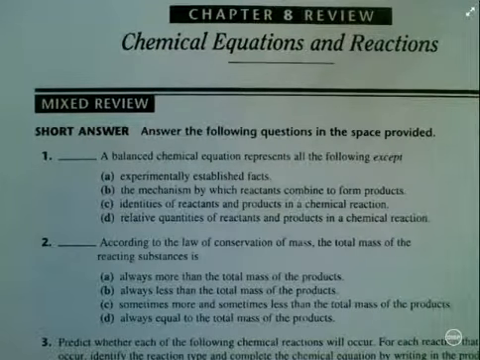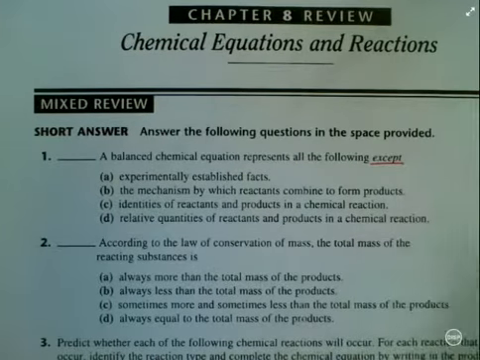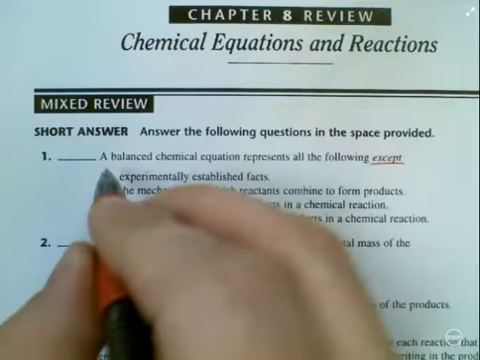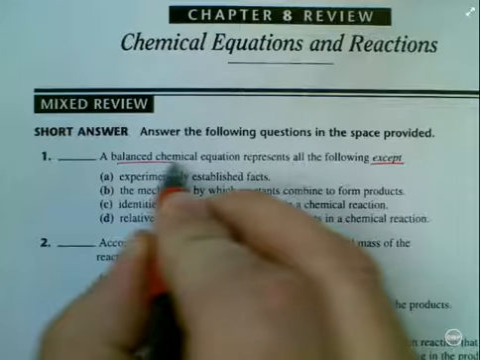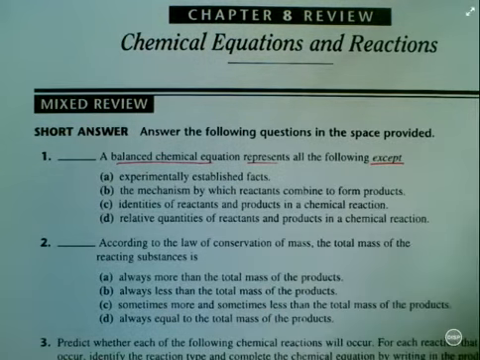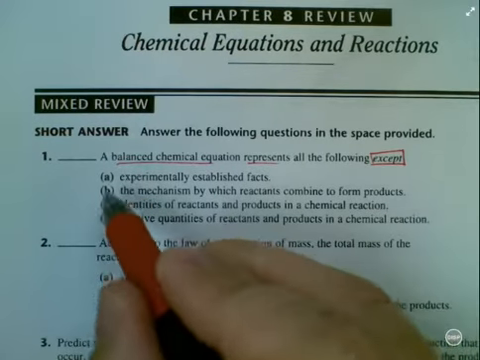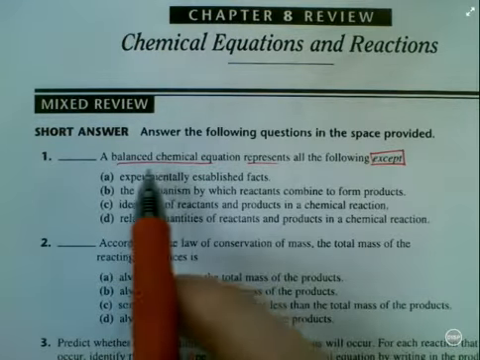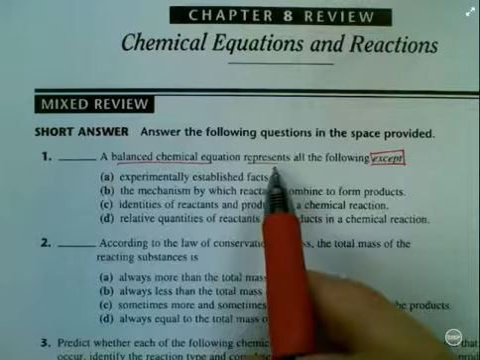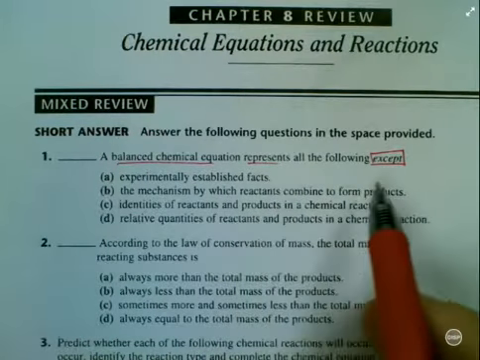Number 1, a balanced chemical equation represents all of the following except. Make sure that you see this word except. I'm sure you guys are reading this part of balanced chemical equation represents, okay? But remember, it's except. So 3 of these options are going to be items that a balanced chemical equation really does represent. We're trying to find the one that it doesn't.